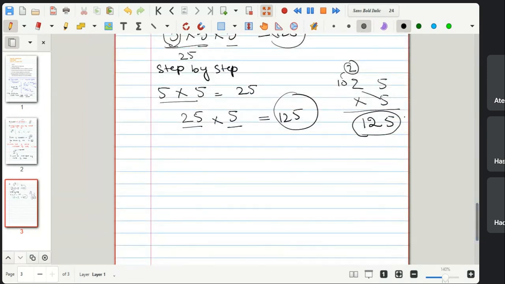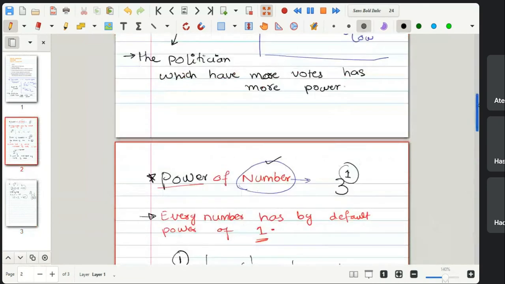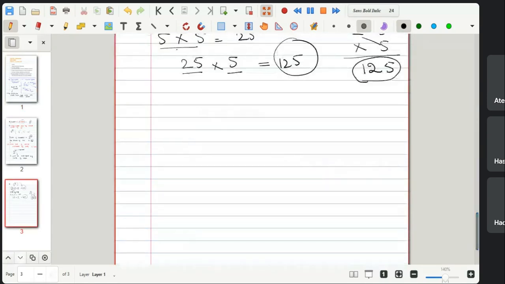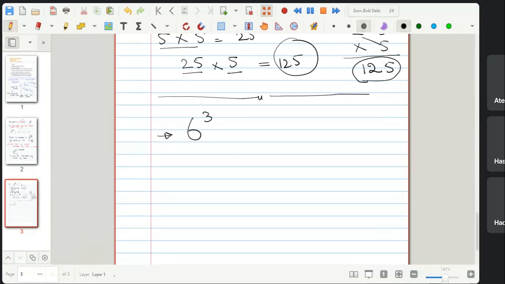It's not a very boring or difficult thing. So dear students, I want all of you to do a little bit of work. Please try this one: 6 power 3. Please do it quickly, and try to send the picture, and if you cannot send the picture, you can write the answer in the chat.